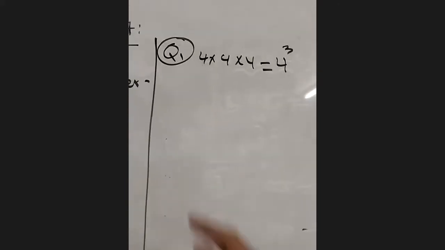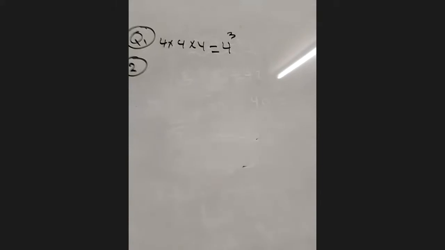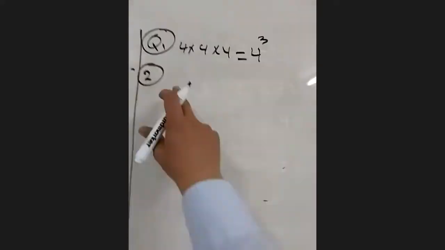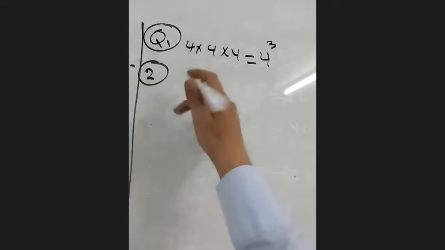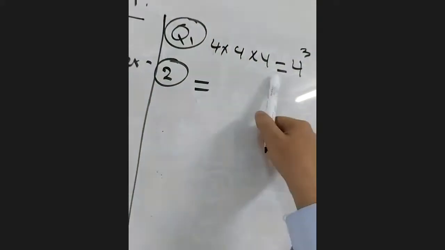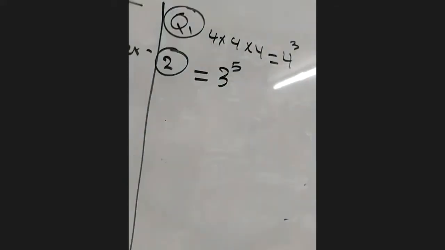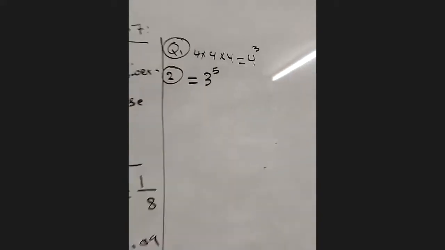Question 2: 3 multiply 3 multiply 3 multiply 3 multiply 3 is 3 to the power of 5. We have 5 threes multiplied by each other. So this is equal, don't forget the equal sign, to 3 to the power of 5. This is question 2. Question 3.